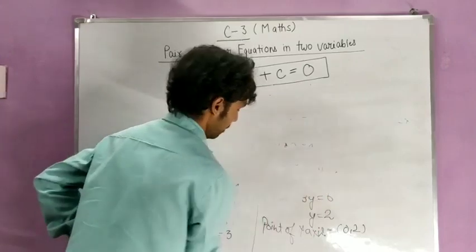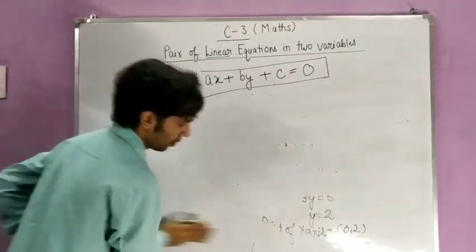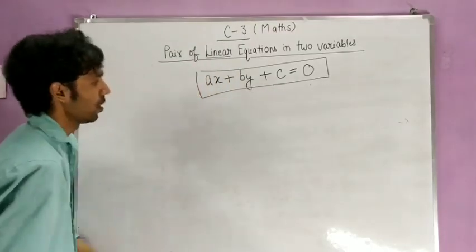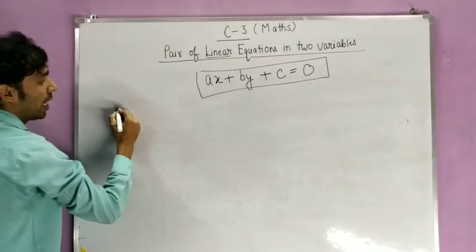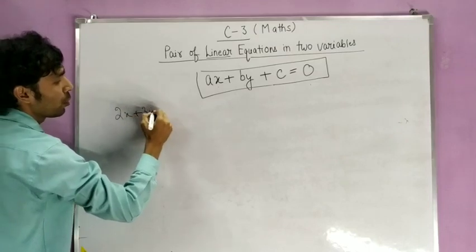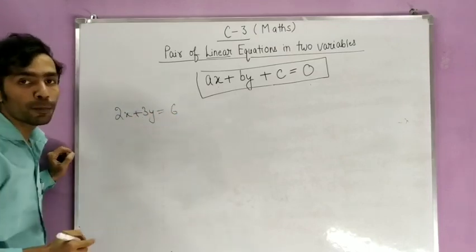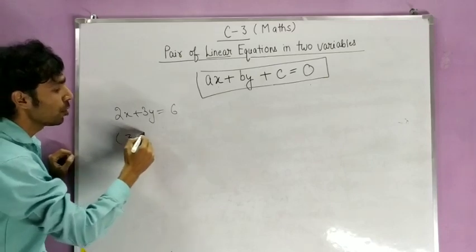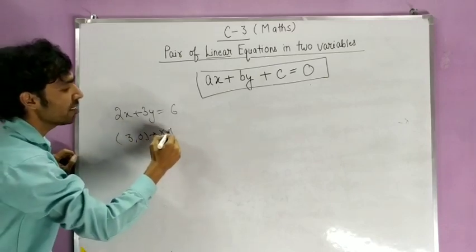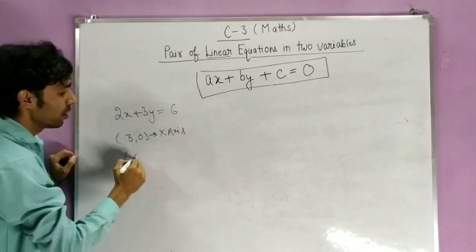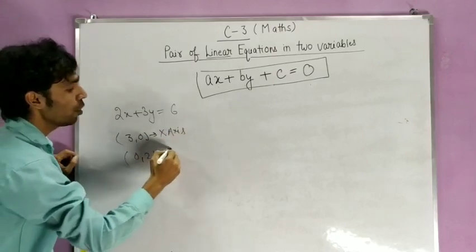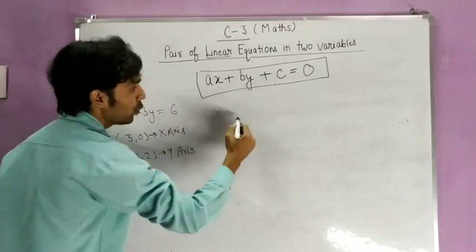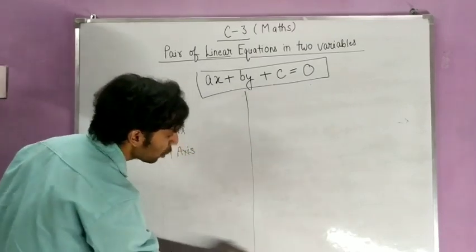So suppose I have to make the graph of 2x plus 3y equal to 6. So 2 points we have calculated. One was on the x-axis, that is (3, 0), and (0, 2) was on the y-axis. Now when you have to make the graph, what will you do?